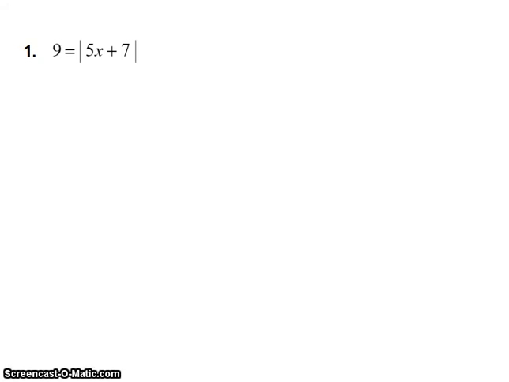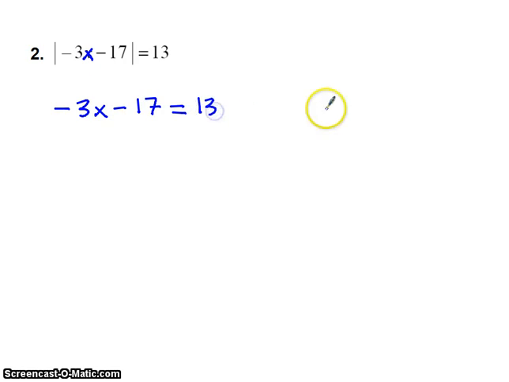Let's go ahead and move on to the second example here. I'm just going to show you guys the setup here. This is exactly like the first problem, and we want to know the x values to plug in to get a plus and a minus 13. So we set minus 3x minus 17 equal to 13, and then minus 3x minus 17 equal to a minus 13. So we solve for x on both, and those will give us the x values to give us a plus and minus 13.